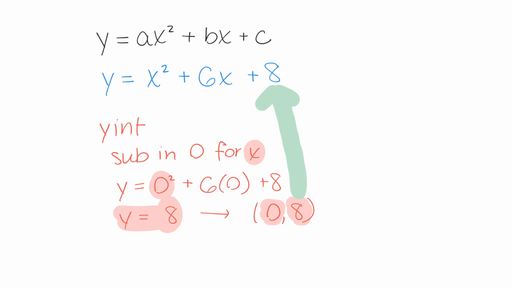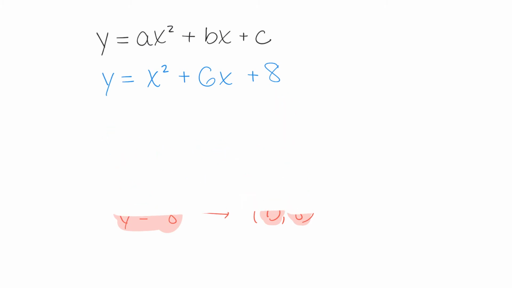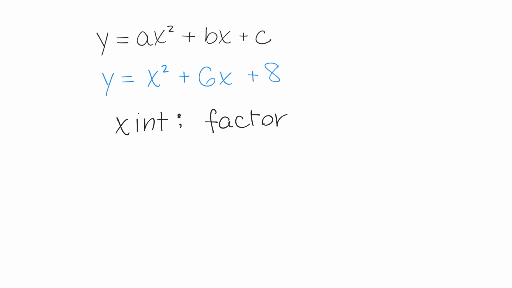Okay, there's our y-intercept. Now let's talk about the next piece. The next thing we want to find is the x-intercept. To find the x-intercept, the first thing we're going to do is factor. To factor this, we're going to ask ourselves what multiplies to 8 and what adds to 6. So you're going to sit there and say, okay, what are the factors of 8? Well, we've got 1 and 8, 2 and 4, and that's it. So 2 and 4 also add to 6.